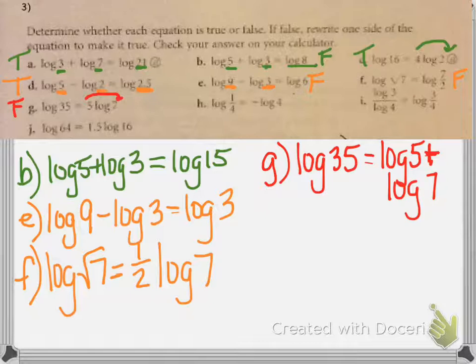H. H is a little bit tricky. So h here says log of 1/4 equals negative log of 4. This one is actually true, and here's why.